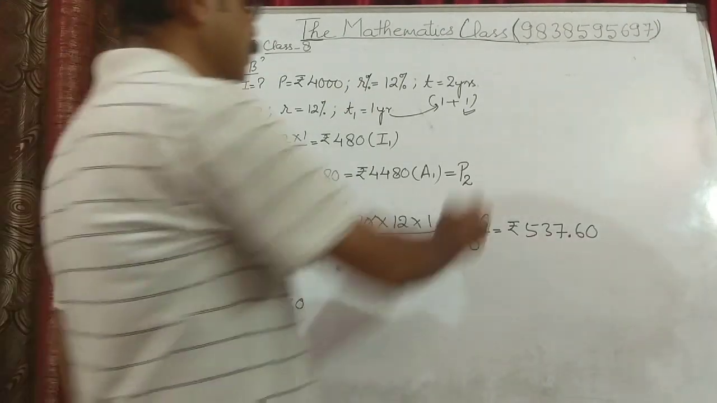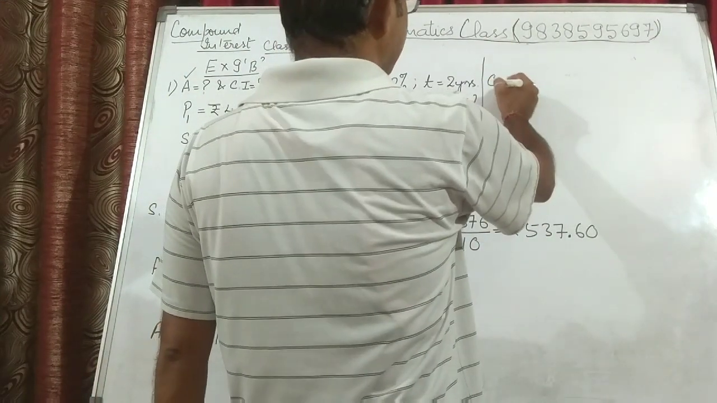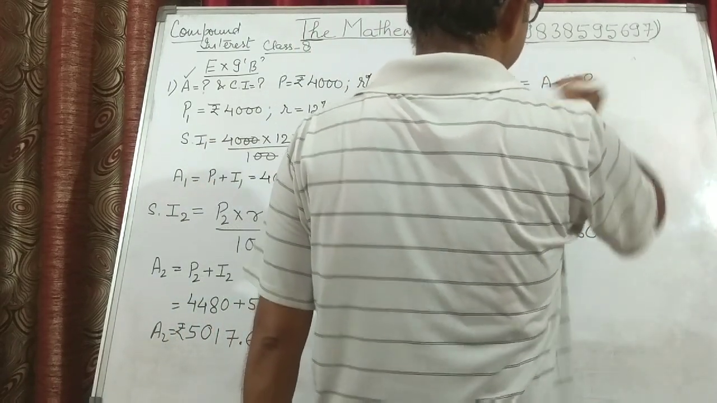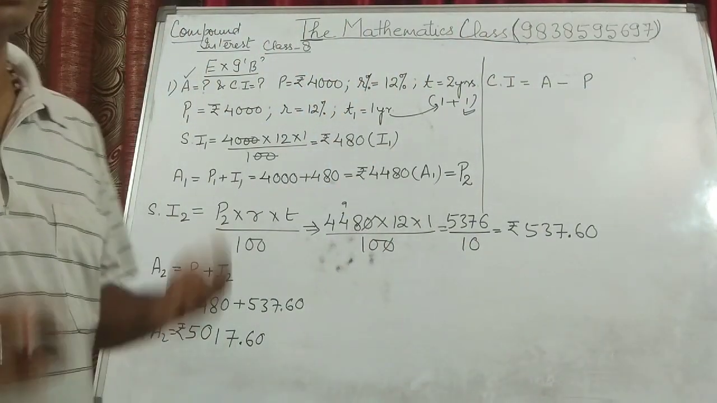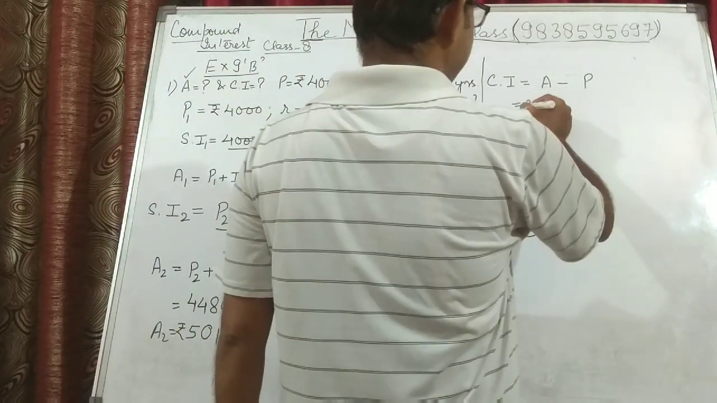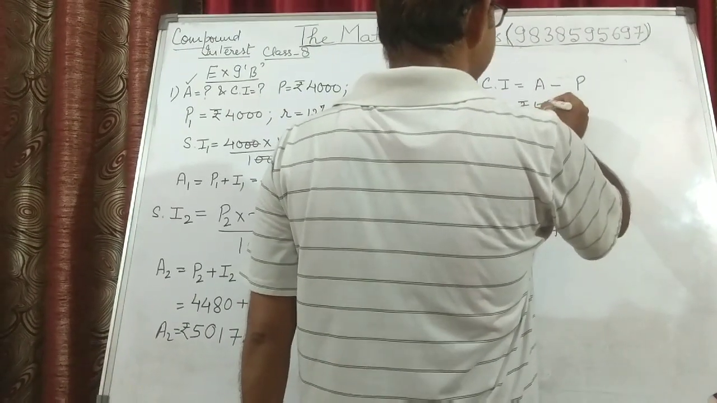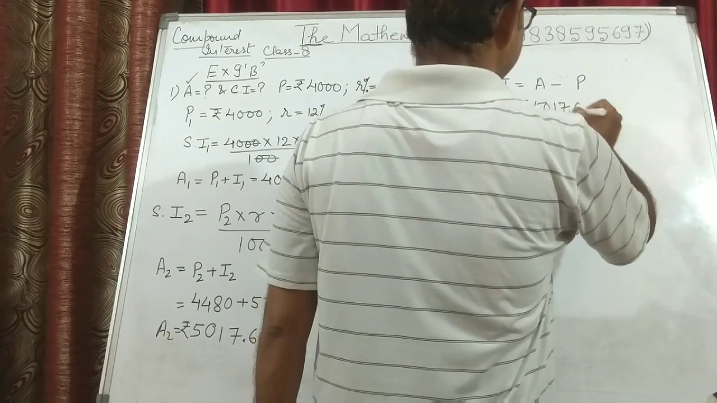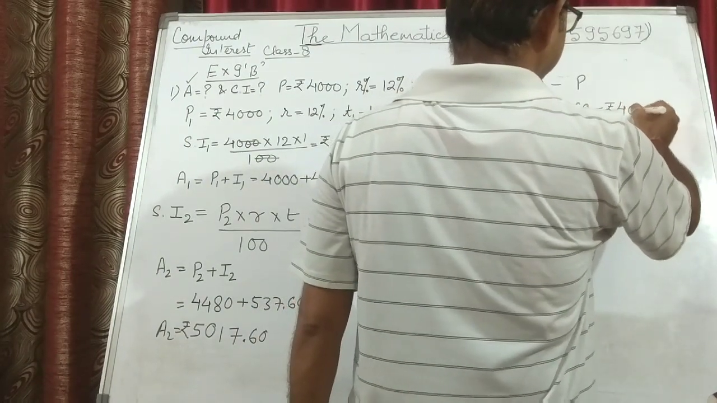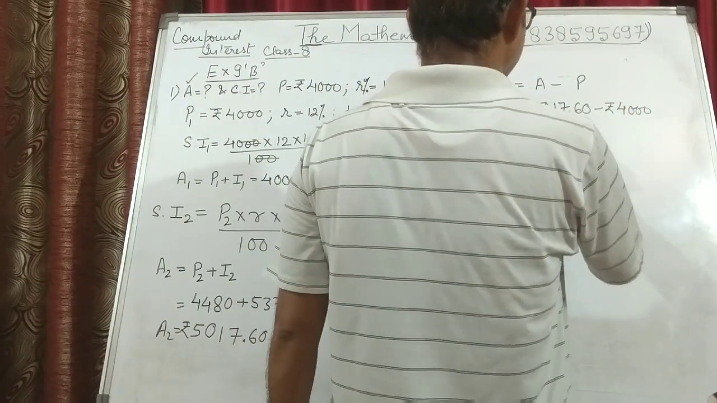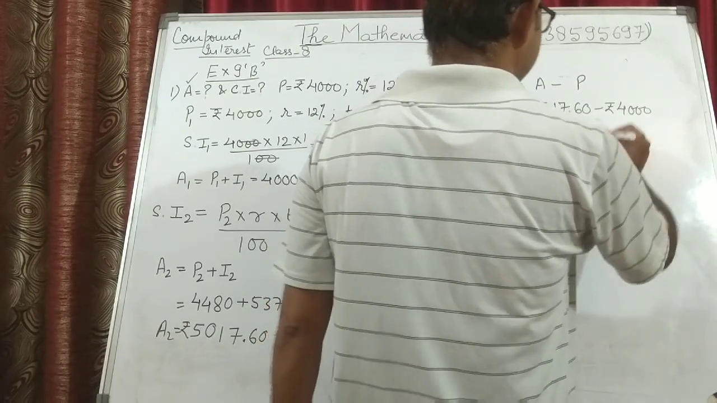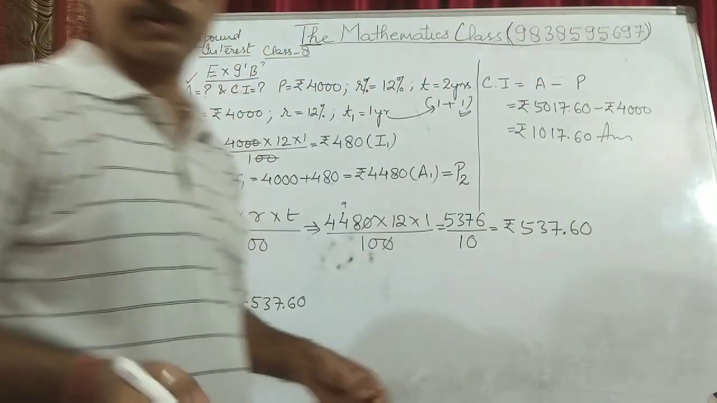Now we have to find out the compound interest. So compound interest is amount minus principal. Amount means final amount and principal means the initial principal. So amount is rupees 5017.60 minus principal, which was rupees 4,000. So when you subtract, you will get 1017.60, and that is the compound interest.